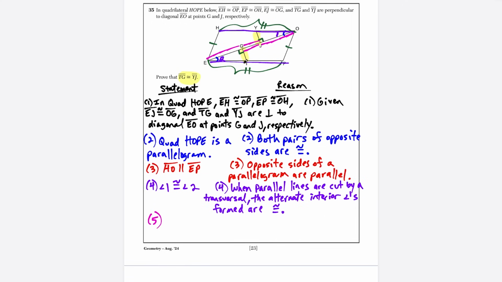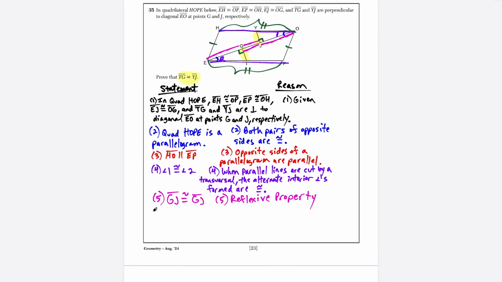I'm going to say first, even though this is very obvious, that GJ is congruent to itself. So GJ is congruent to GJ because of the reflexive property. So now for the next statement, I'm going to say EJ minus GJ is congruent to, and we have OG is the entire segment over here. So we have OG and then minus GJ. And I just want to point out here, if we have this entire segment EJ and we subtract out this part, that leaves us with EG.